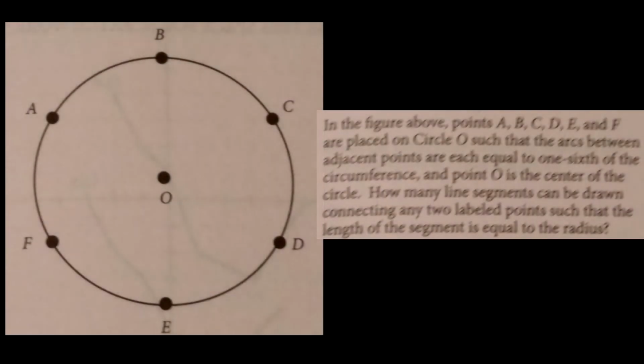In the figure above, points A, B, C, D, E, and F are placed on circle O such that the arcs between adjacent points are equal to 1/6 of the circumference. And point O is the center of the circle. How many line segments can be drawn connecting any two labeled points such that the length of the segment is equal to the radius?